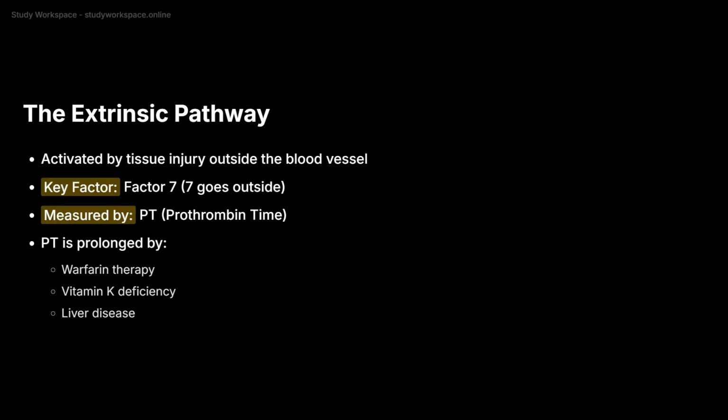Now let us move to the extrinsic pathway. The extrinsic pathway is activated by tissue injury outside the blood vessel. It involves only one key factor, factor 7. A simple way to remember this is factor 7 goes outside. The laboratory test that measures the extrinsic pathway is the prothrombin time, or PT. If the prothrombin time is prolonged, think about warfarin therapy, vitamin K deficiency, liver disease, or factor 7 deficiency.